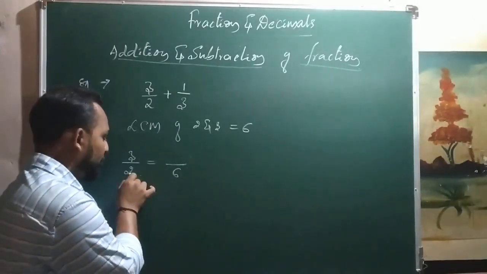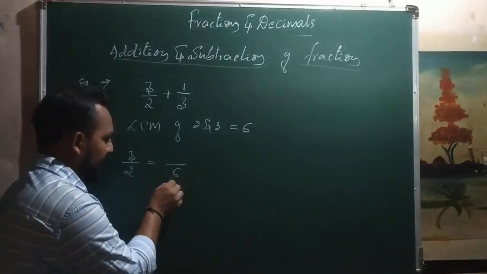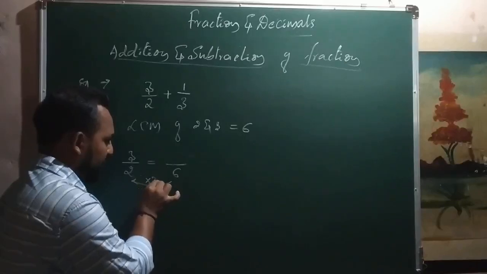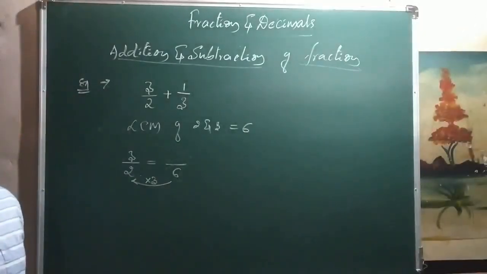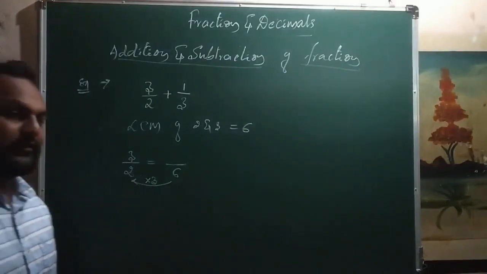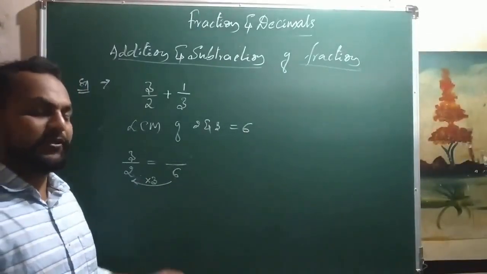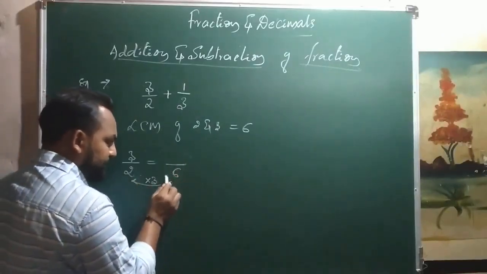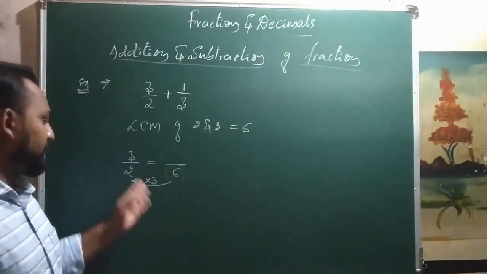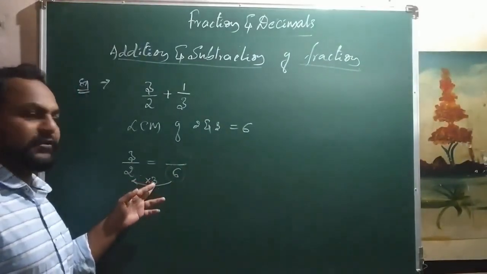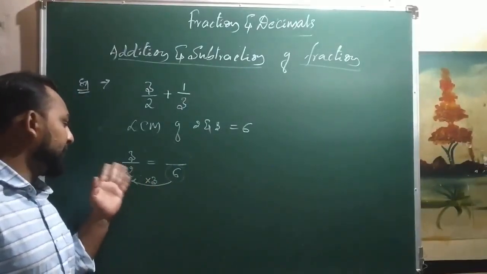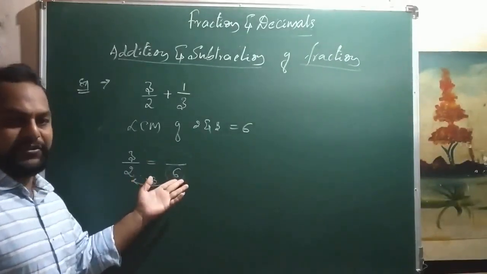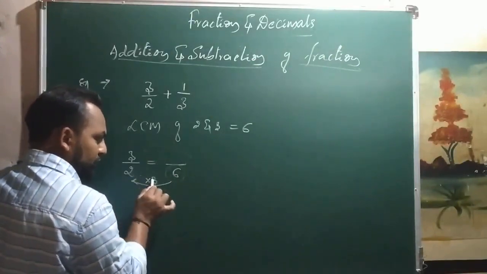Then 2 into 3. Equivalent fraction means we multiply both the numerator and denominator by the same number, the same value. Here, then how to get a 6 from 2? When we multiply 2 by 3, or 3 by 2, we get a 6. Then 2 into 3 is 6.